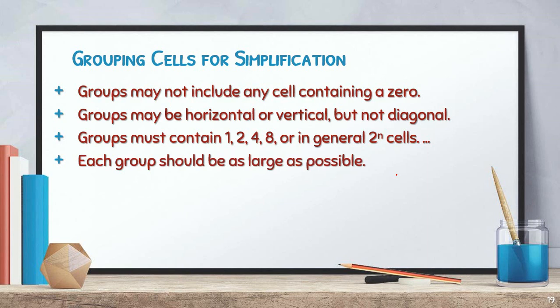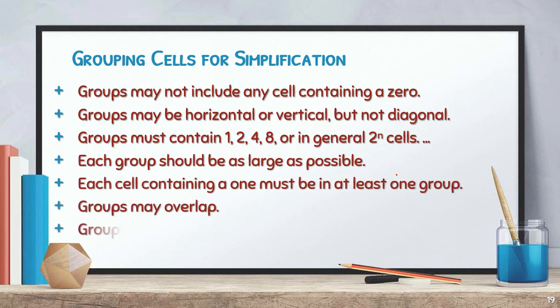And the last one is that groups may overlap. Overlapping is possible. Also, we can make a group as a wrap. Wrap means the leftmost and rightmost cells can be grouped together, and the topmost and bottommost can also be grouped.